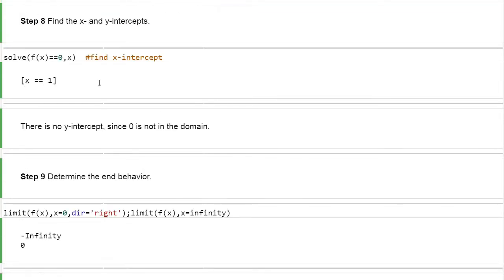X and y intercepts. There is one x-intercept, so I set the function equal to 0 and solve for x. x equals 1 is my x-intercept. 0 is not in the domain of this function, so there is no y-intercept.